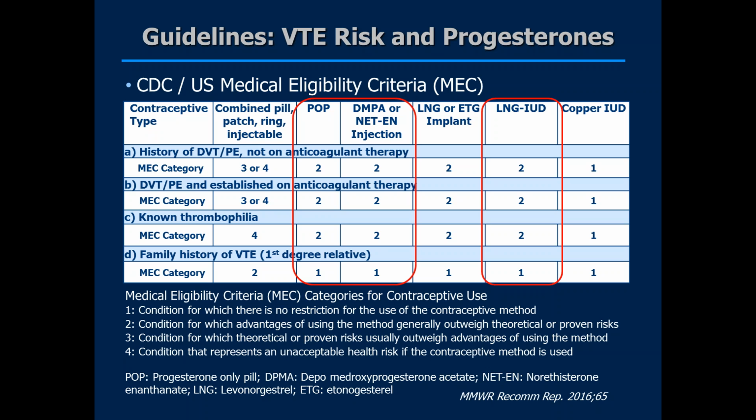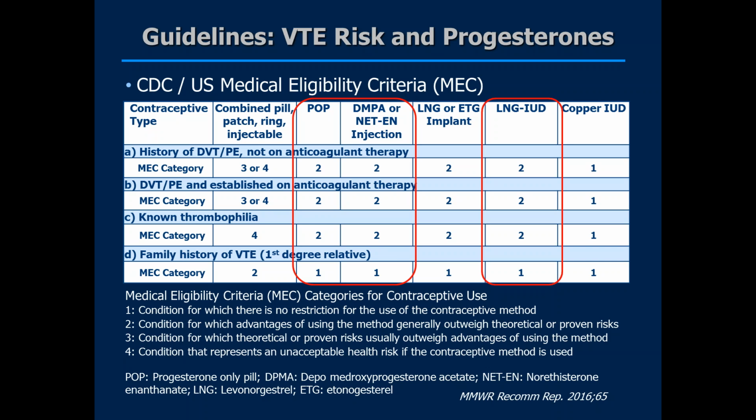As you can see, in these medical eligibility criteria, prior history of venous thromboembolism on anticoagulant therapy, and known thrombophilia, as well as a family history of venous thromboembolism, for all of those, the committee judged that all of the categories of progesterone-only contraceptives, so the pill, the injectable form of progesterone, and the levonorgestrel, were likely safe, and at a minimum, the advantages generally outweigh any theoretical or proven risks.